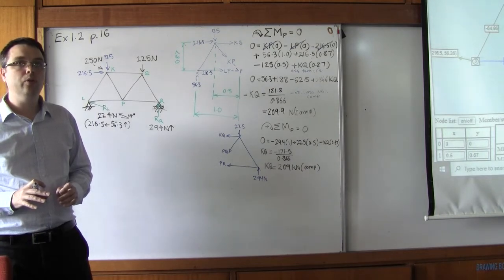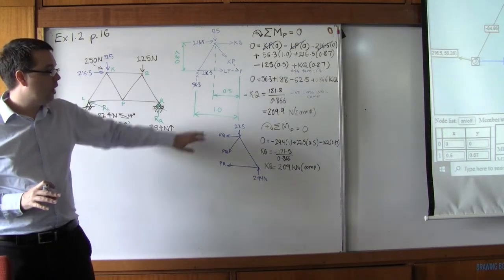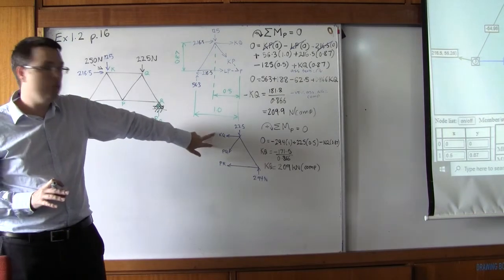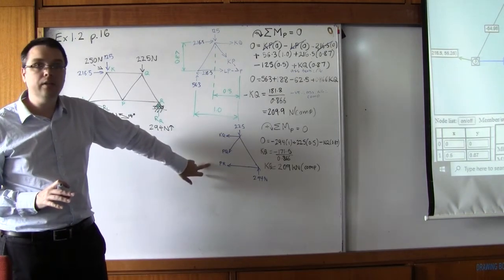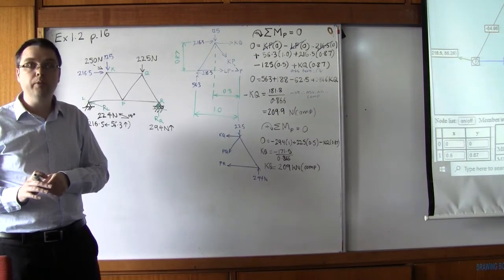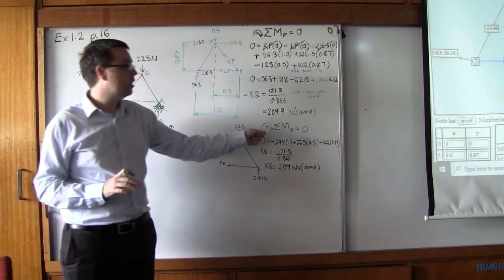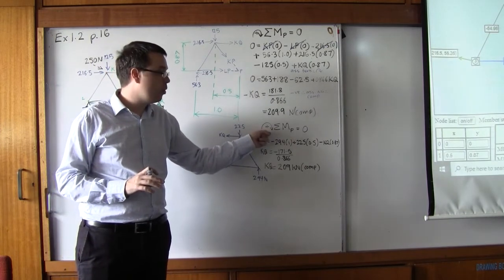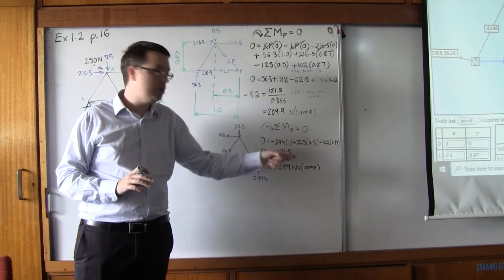Where are our unknowns? Our target is KQ. We have PQ and PR, and we need to eliminate them. How do we eliminate them? Meet up. Where are they going to meet up? At P. So we're going to take the positive clockwise sum of the moments about P equals 0.